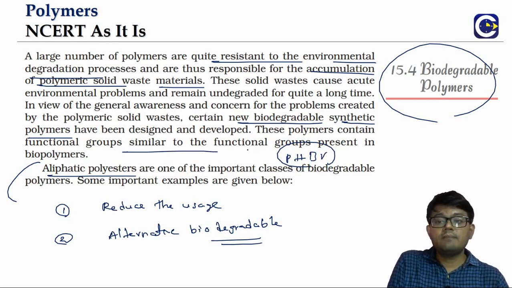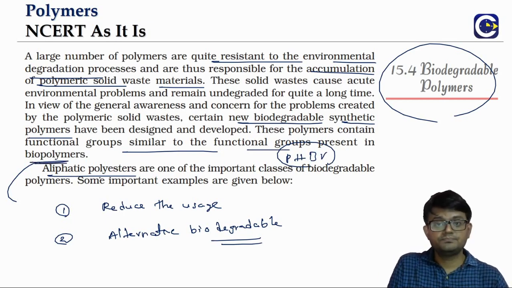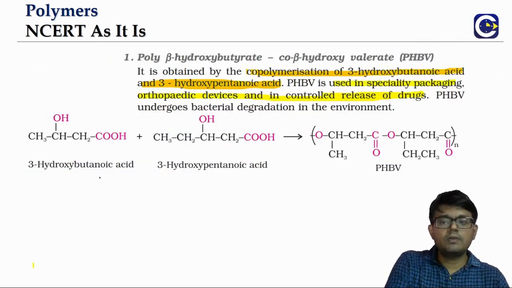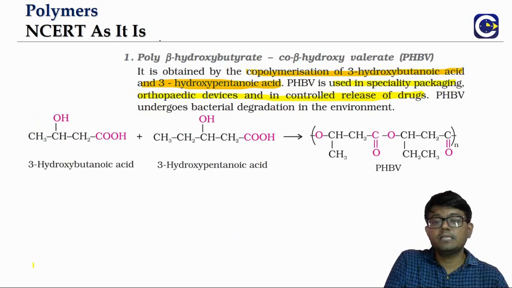The thing about these biodegradable synthetic polymers is they will have the same type of functional groups as that of the normal biopolymers. Naturally occurring biopolymers, whatever functional groups they have, these synthetic biodegradable polymers also will have the same functional groups. We look at this PHBV. So what is this PHBV? Poly beta hydroxy butyrate. It's a copolymer.